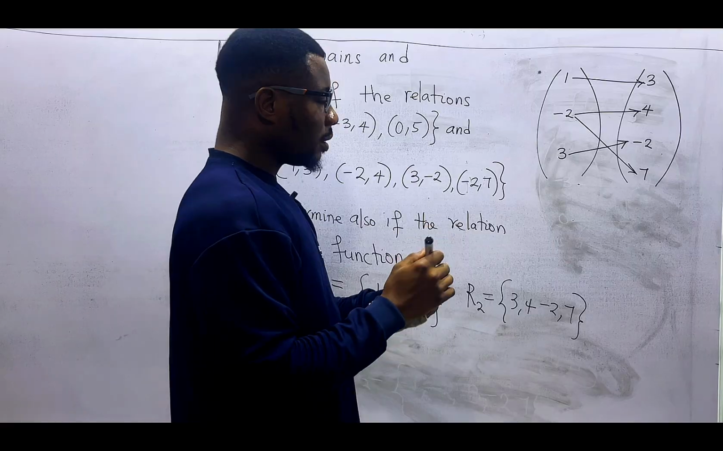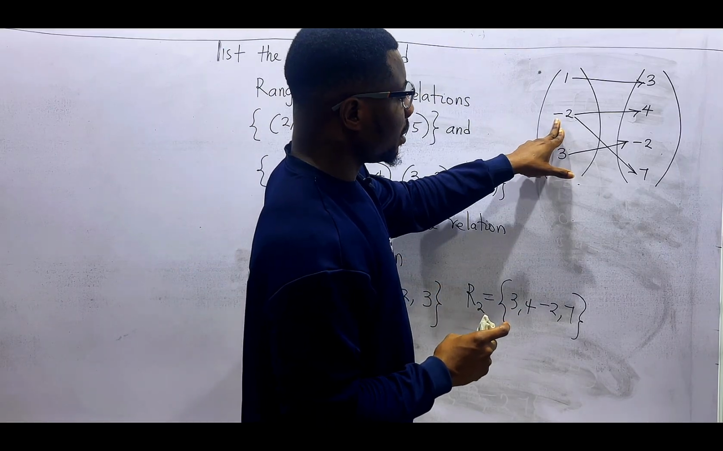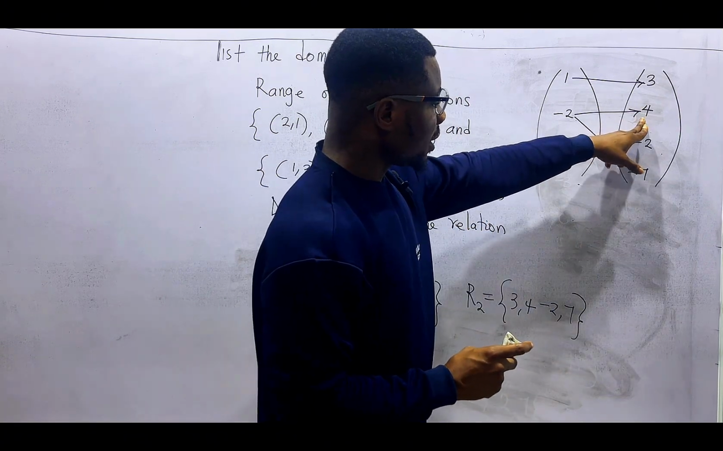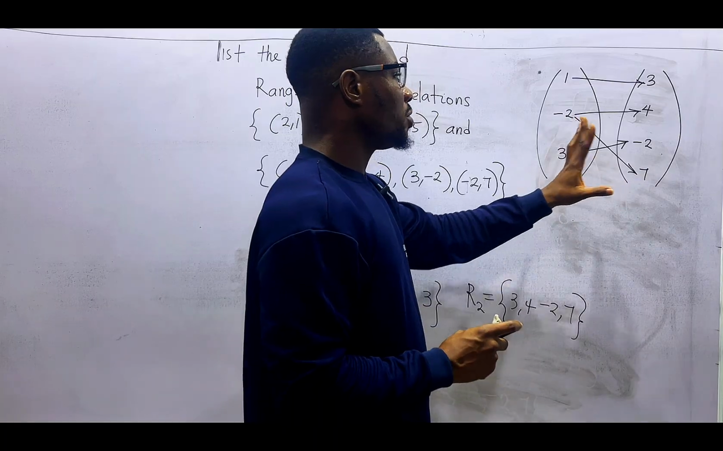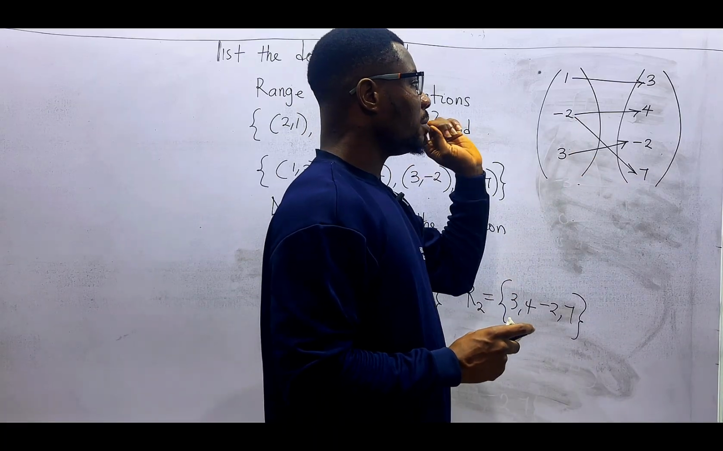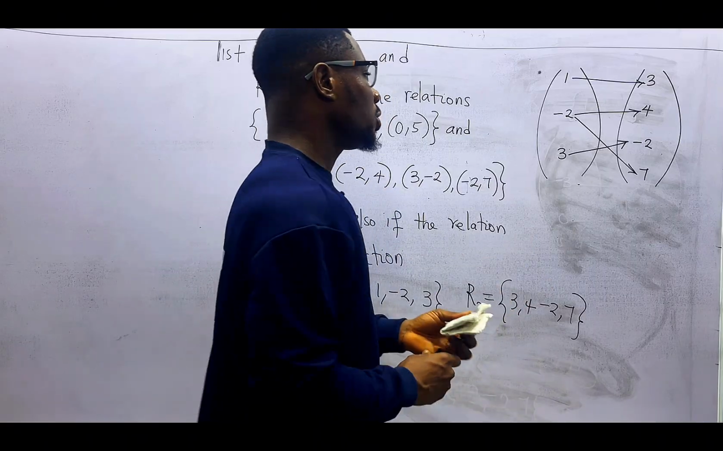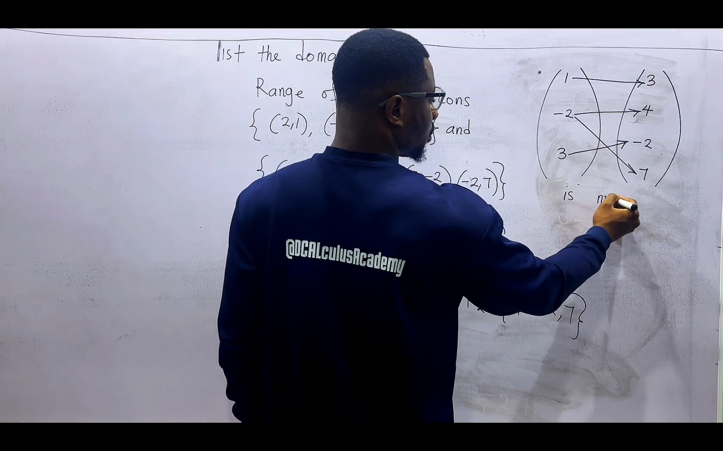So I can see clearly from the mapping diagram that the element minus 2 has more than one image. 4 is an image and 7 is also an image. Now remember, once a relation has an element in the domain that has more than one image, such a relation is not a function.